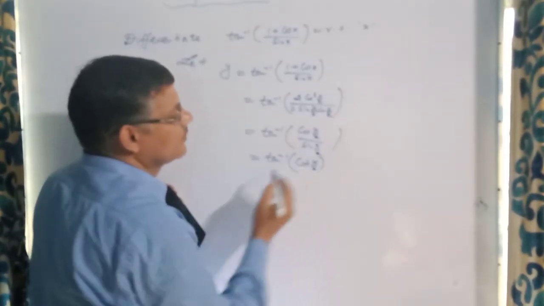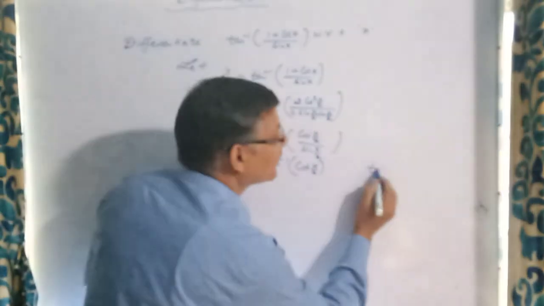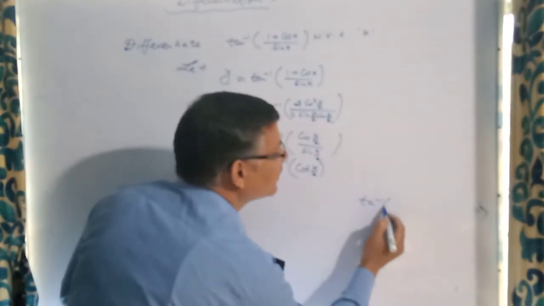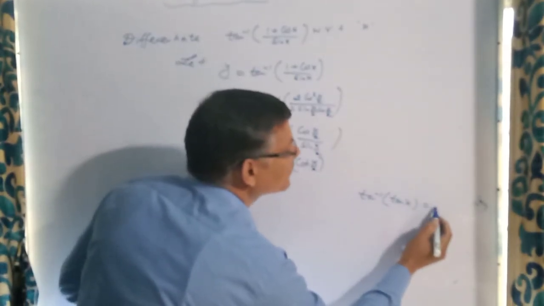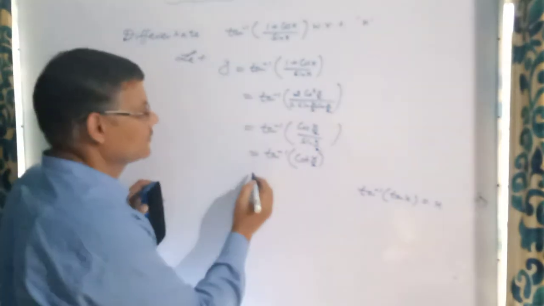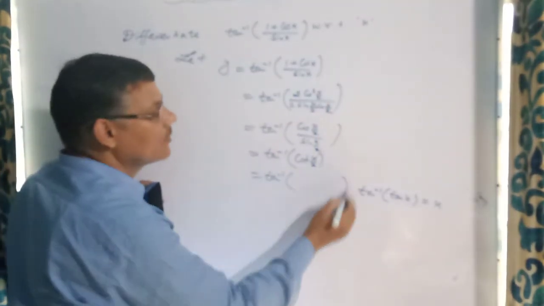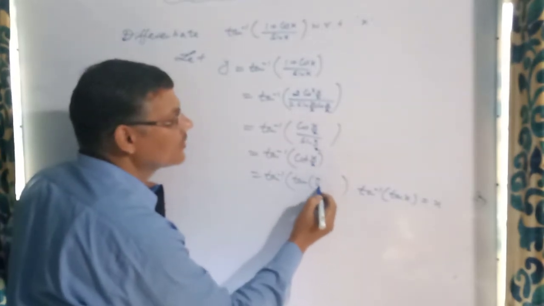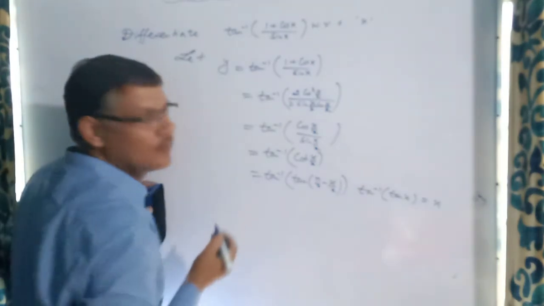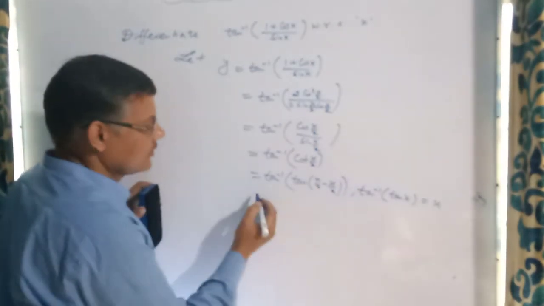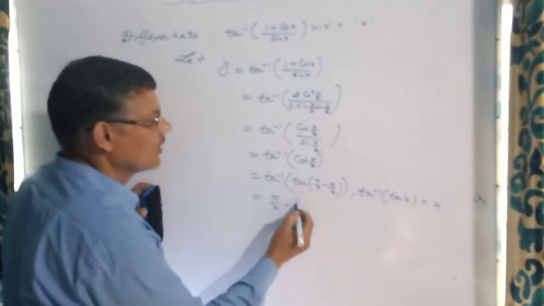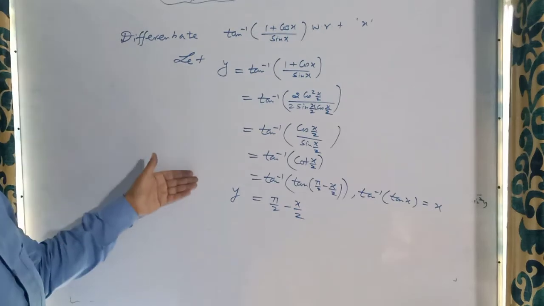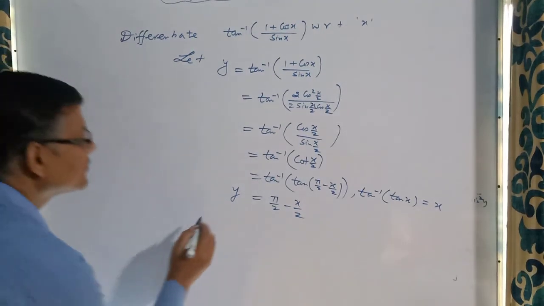cot x by 2. See the problem is, since we know tan inverse x is written here, we have to use tan inverse of tan x is equal to x, so we are supposed to use that, so I write here tan inverse. Now how will we change cot into tan? Very simple, that is tan of pi by 2 minus the angle. Now we may use this formula to get it is equal to pi by 2 minus x by 2, y. All this work you have done in chapter 2.